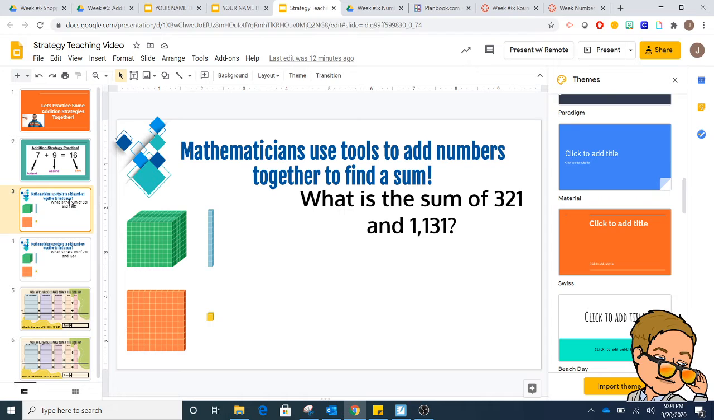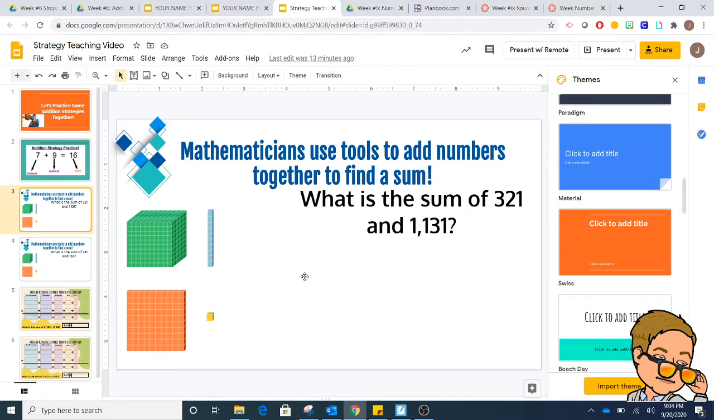The first strategy I want to show you is by using tools. So with tools, we can find the sum of an addition problem. So my question to you is, what is the sum of 321 and 1,131? This first one I'm going to model with you, but the next one you will try on your own, and then you'll be able to check my thinking with yours.